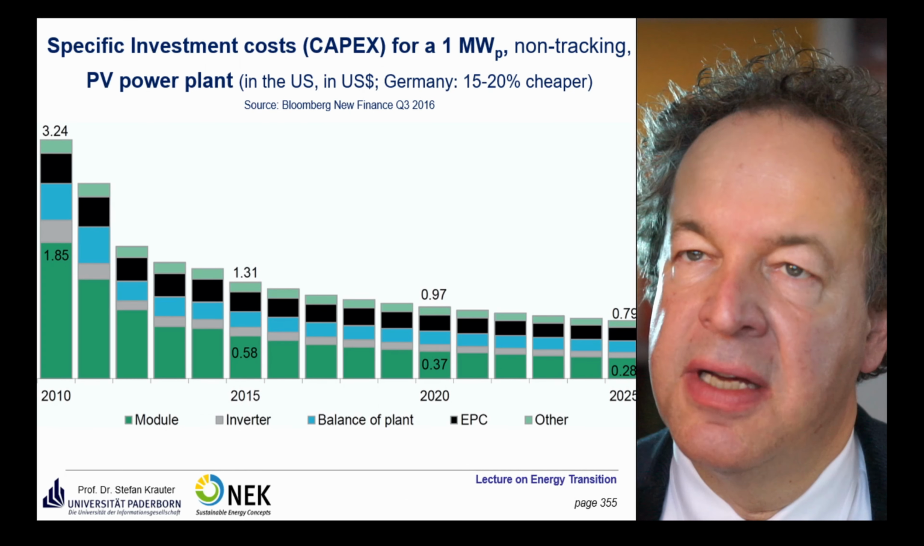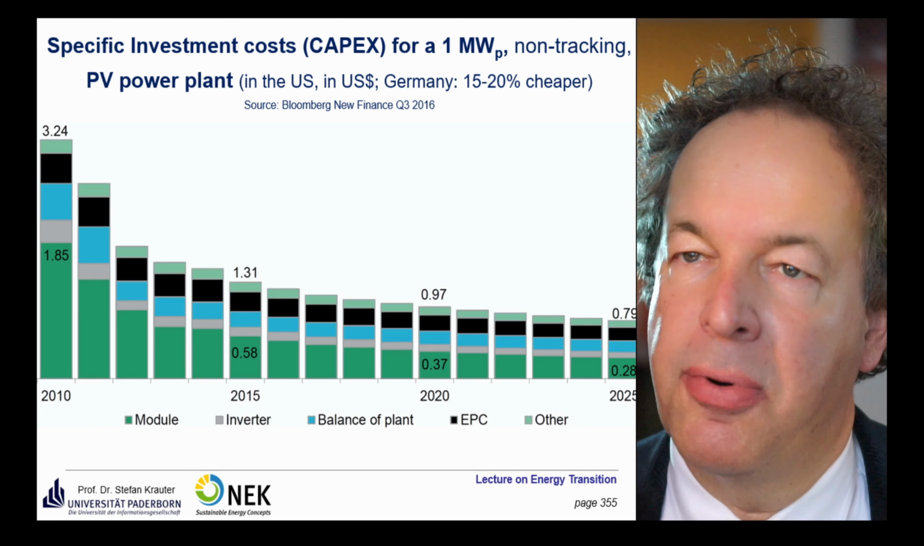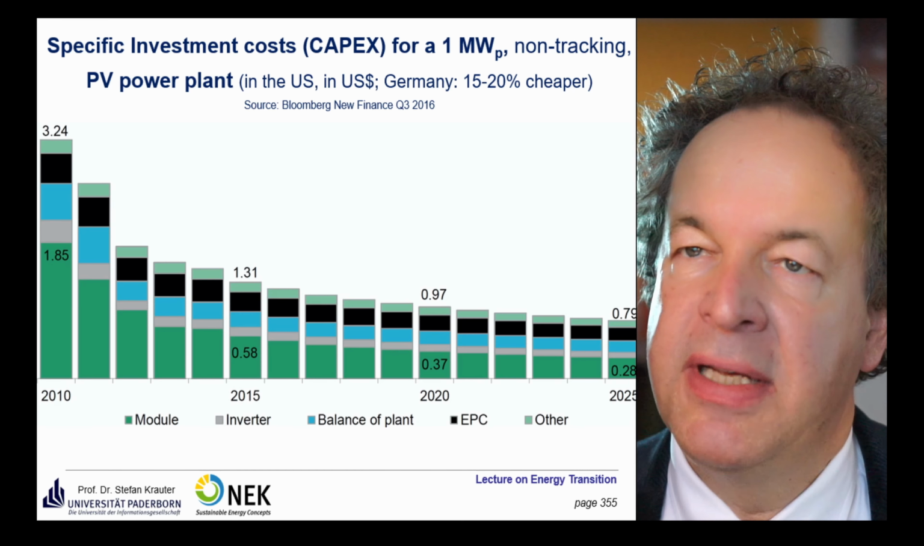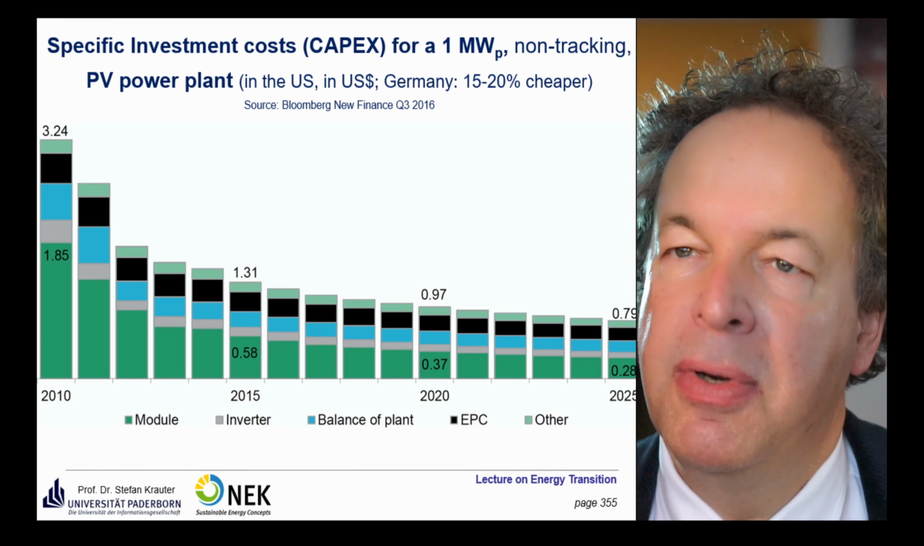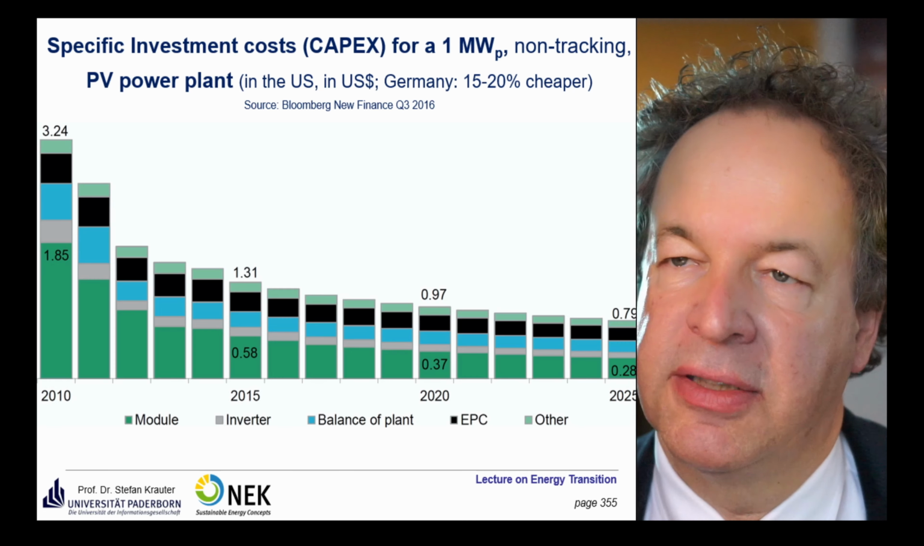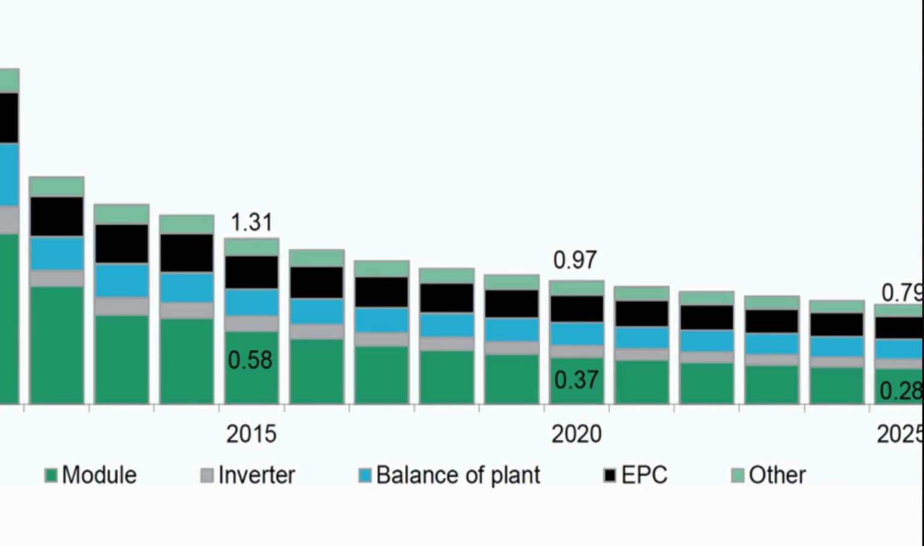Here you see the development of the prices of a complete system. So we are already now below $1 per watt. Here you see the price development. This is from 2016. Actually, the prices are a little bit lower than predicted during that period.